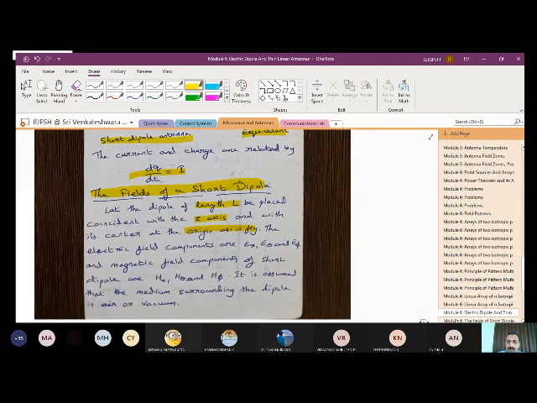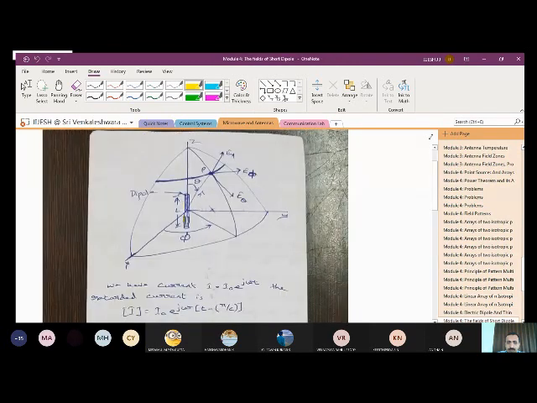So you can see that I have kept the antenna of length L. This is my antenna, which has a length L and is kept at the center. This is the Z direction, and this is the Y and X direction. So we can understand how to go ahead with this.